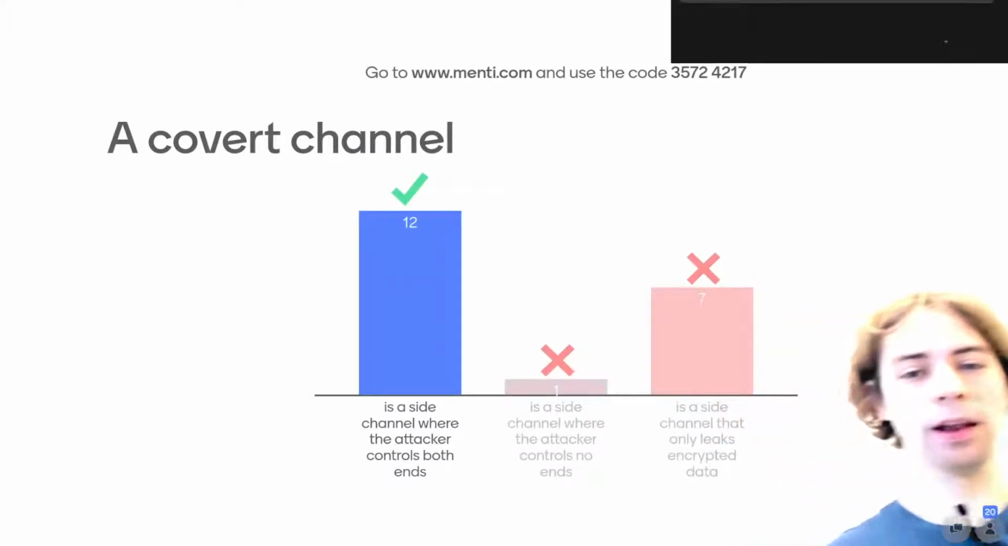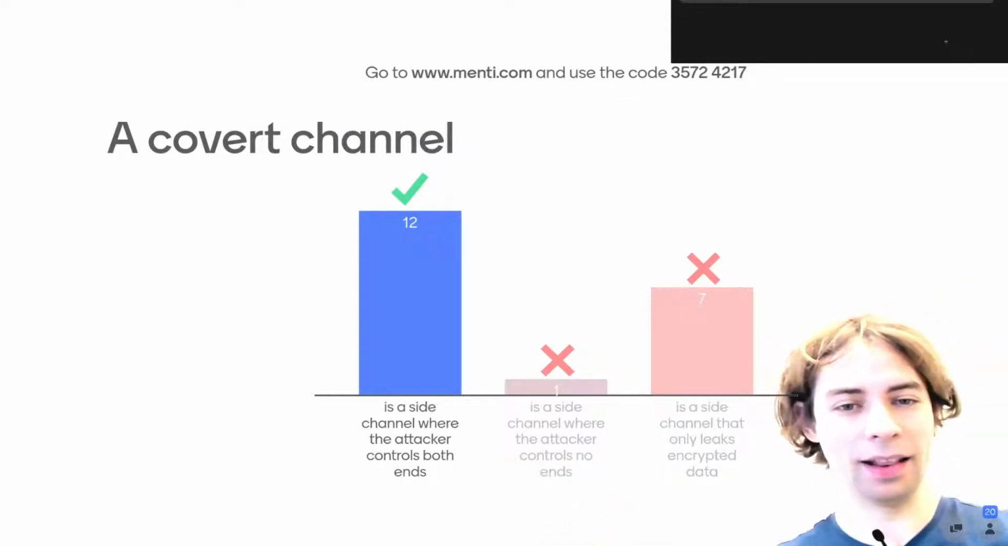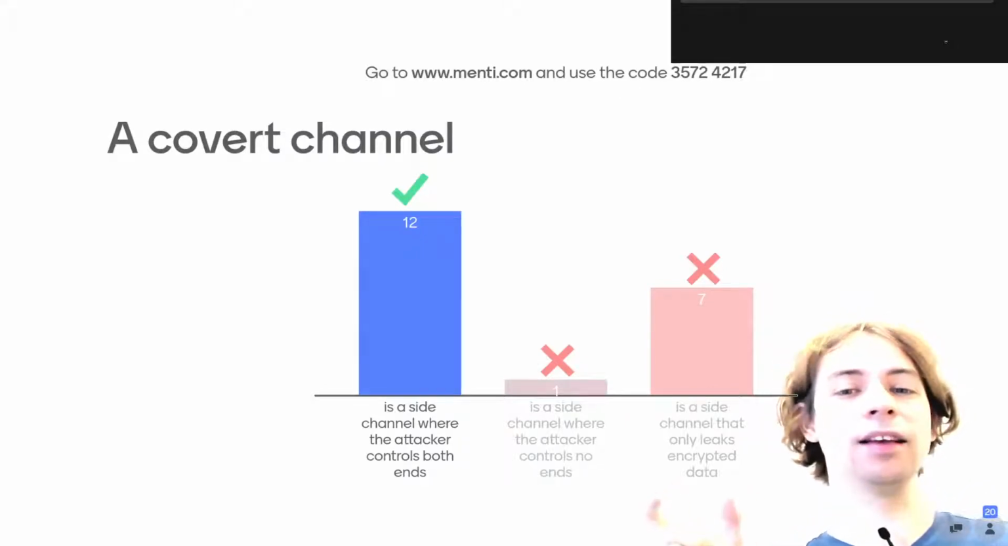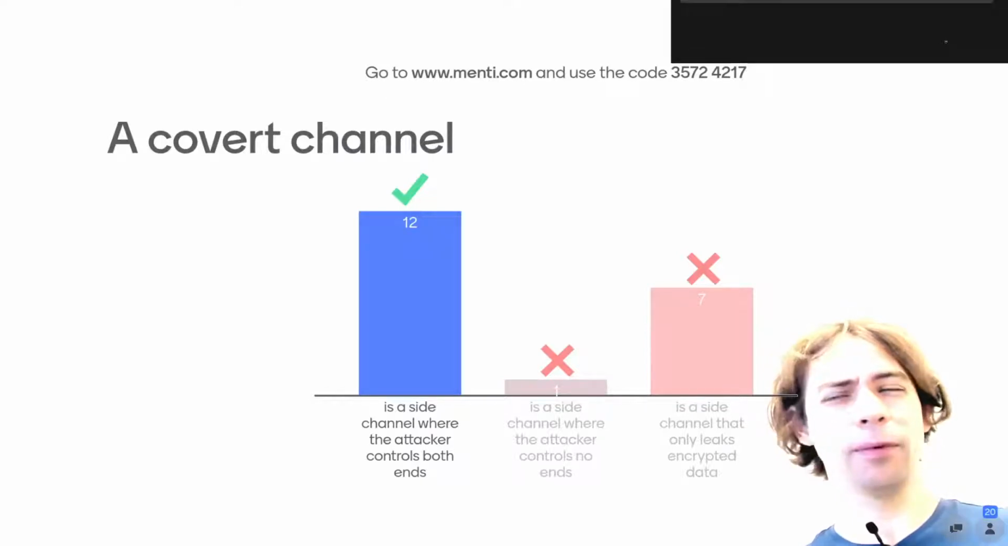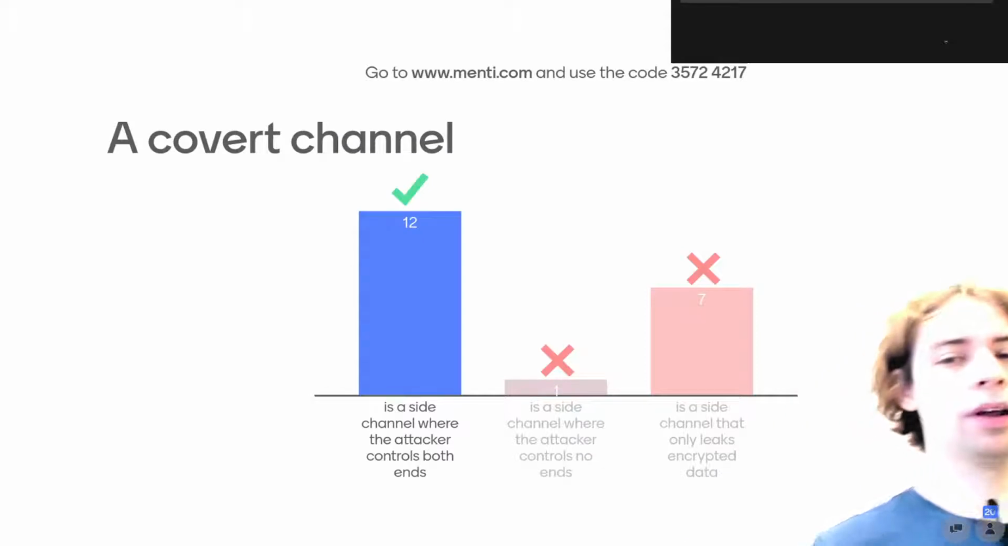Yes, so no ends doesn't make any sense. If the attacker doesn't control any ends, then the attacker cannot really do anything. Is a side channel that only leaks encrypted data? What use would it be? And that's also not what we call a covert channel.